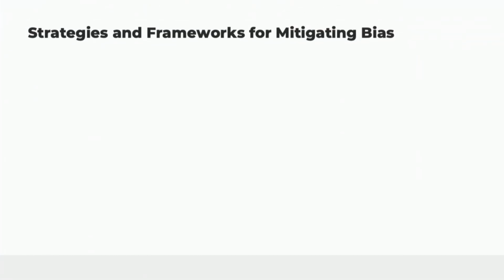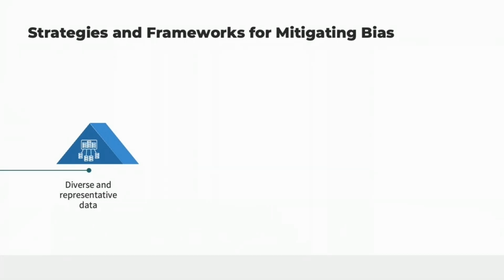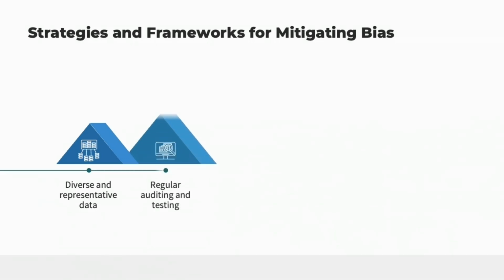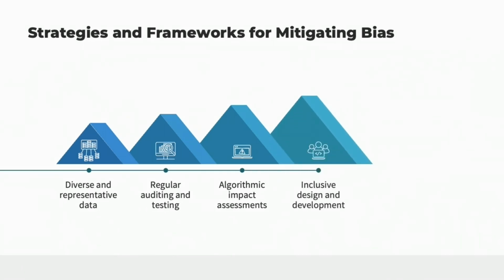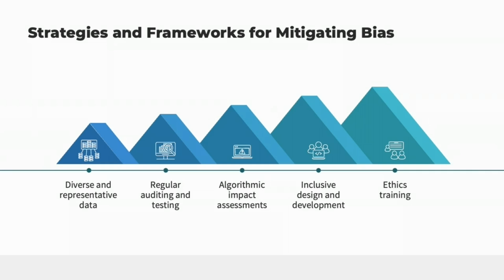Okay, now let's discuss strategies and frameworks for mitigating bias. Ethical AI requires diverse and representative data. Training on inclusive datasets prevents discrimination. Regular auditing and testing. Ongoing reviews, both internal and external, maintain AI fairness. Algorithmic impact assessments. Assessments pre-deployment highlight potential biases. Inclusive design and development. Diverse teams offer a multitude of perspectives. And ethics training. Educating developers on ethics can help them to understand and prevent biases.